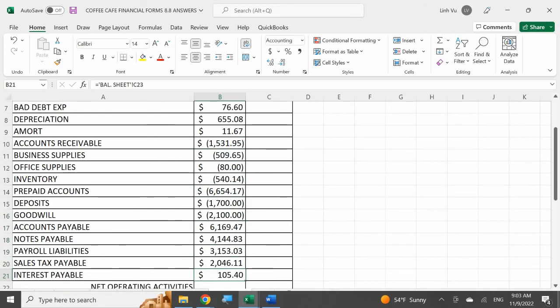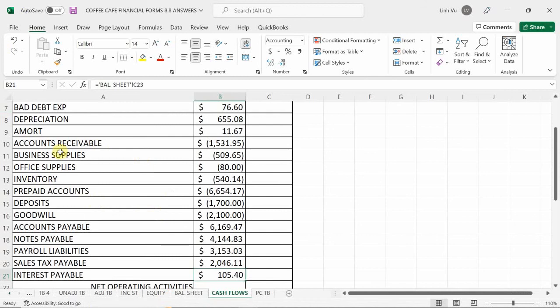Okay? So starting with adding back $76, because I never spent the cash to depreciate from my net income. So I need to add all of these numbers up together. Starting with bad debt, I need to add the 76. I need to add the depreciation, add the amortization. I need to subtract my accounts receivable, subtract my business supplies, subtract my office supplies, subtract my inventory, and subtract my prepaid deposits and goodwill.